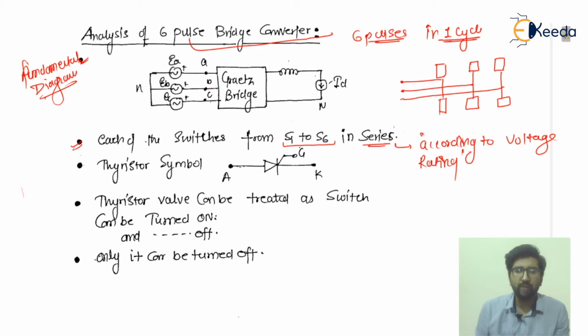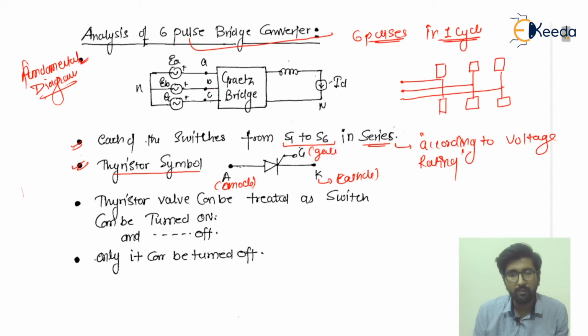Now we will move to the thyristor symbol, which we have already discussed, but for your understanding I have drawn it again. The thyristor symbol contains A, which is the anode, K, which is the cathode, and G for the gate terminal. As per the gate terminal, we provide signals for its operation, and here we apply alpha. According to alpha, the operation will be delayed as per our requirements.